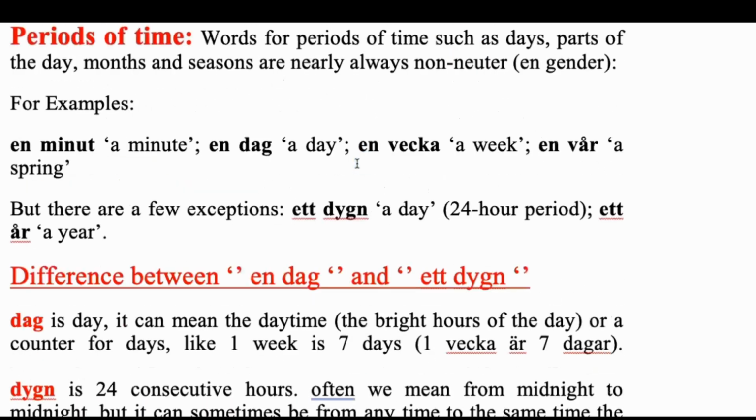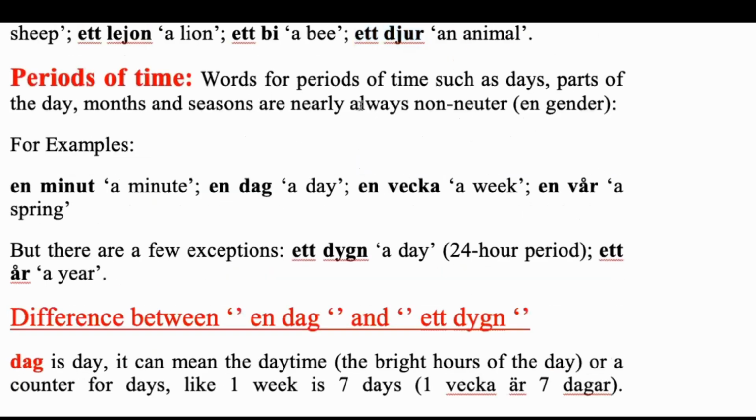And next we have a category that is periods of time. So we have here en sekund, en minut, en dag, meaning a day, en vecka, a week, en timme, an hour, en termin, and we have ett dygn, a day, and ett år, which means a year. So these are basically exceptions where we place ett. Otherwise, you will place en with periods of time. So you have here basically two words, ett dygn and en dag, a day.